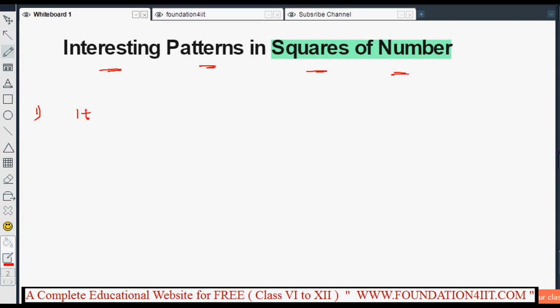For example, 1 plus 3. These are two odd numbers, so this is the sum of the first two odd numbers. Now if you add these two odd numbers, 1 plus 3, that is equal to 4. That is nothing but 2 square, right? So I can write it like this.